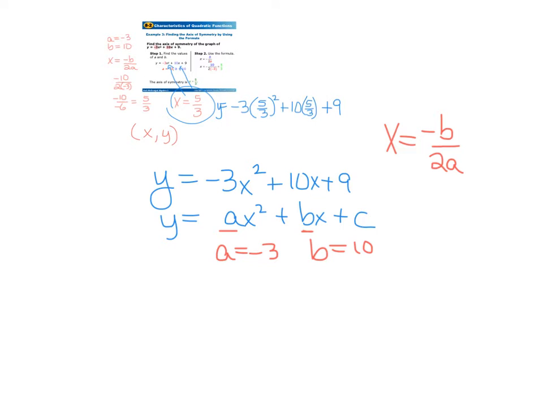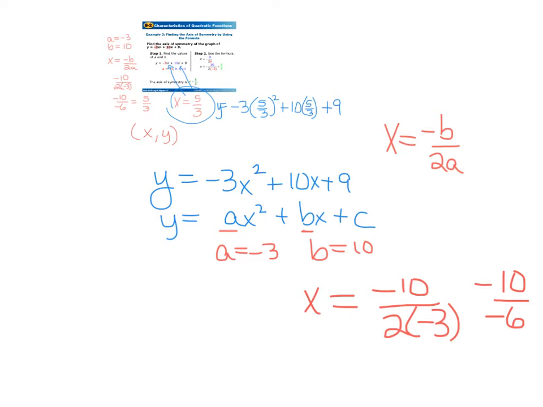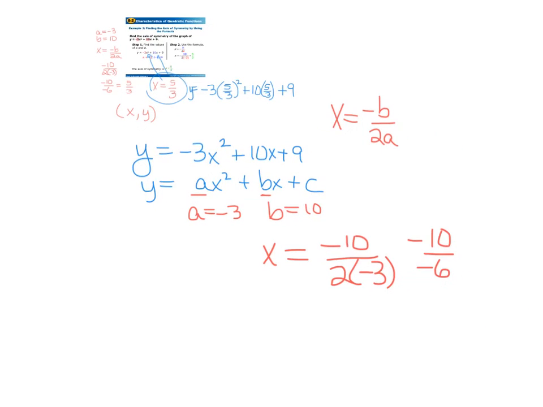Okay, so now x equals negative 10 over 2 times a, and then I get negative 10 over negative 6, and then I have to simplify it to 5 over 3. And again, it's x equals. And I'll do another example in a minute.